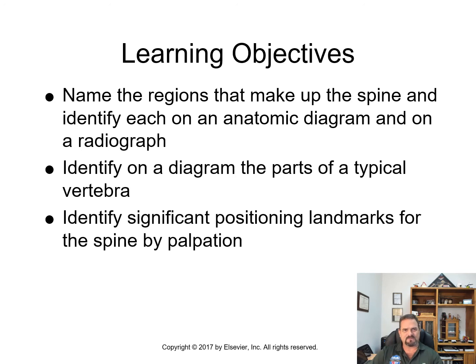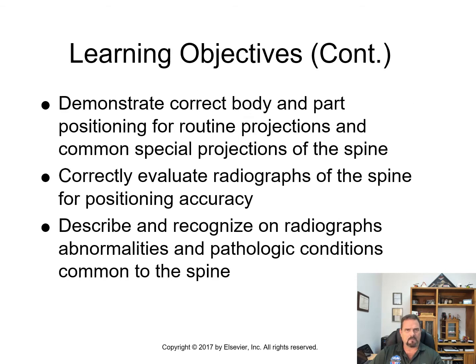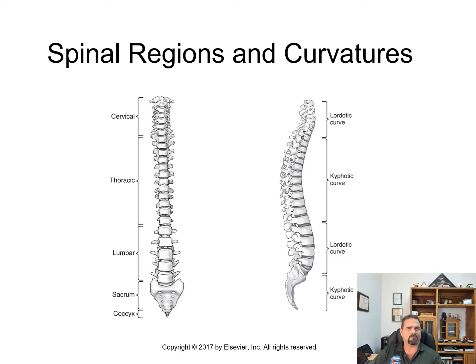All right, so our objectives are to name the regions that make up the spine and identify each on an anatomic diagram and on a radiograph. Identify the parts of a typical vertebra and identify significant positioning landmarks for the spine by palpation. Also, correct body part and positioning for most of our routine projections of the spine and how to correctly evaluate radiographs of the spine for positioning accuracy. We also need to be able to describe and recognize abnormalities on radiographs for pathological conditions common to the spine.